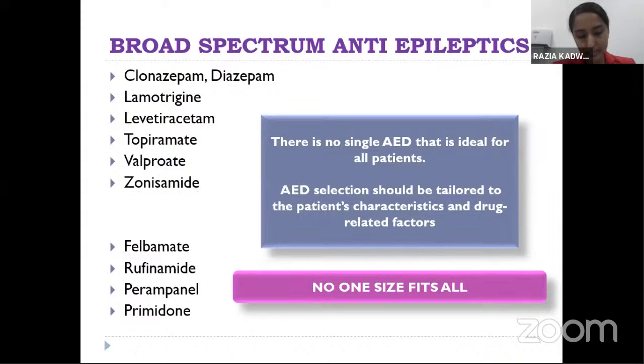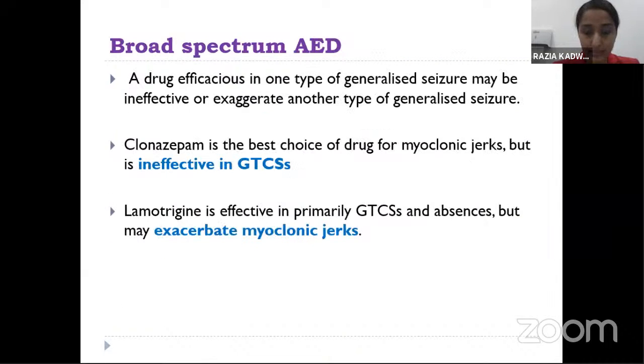So it doesn't mean that because all these medications are broad spectrum agents, you can start any medication for any given patient. There is no single wonder drug that is ideal for all patients. So no one size fits all. You have to choose the drug based on the patient characteristics. You have to take into account the ethnic background of the patient also.